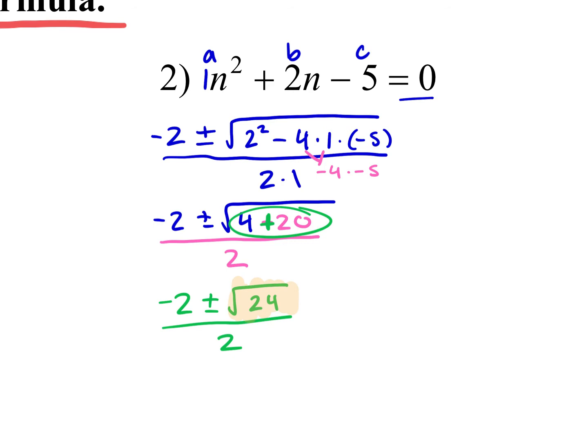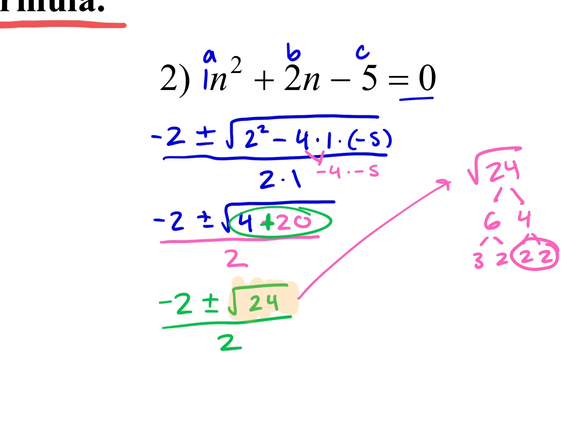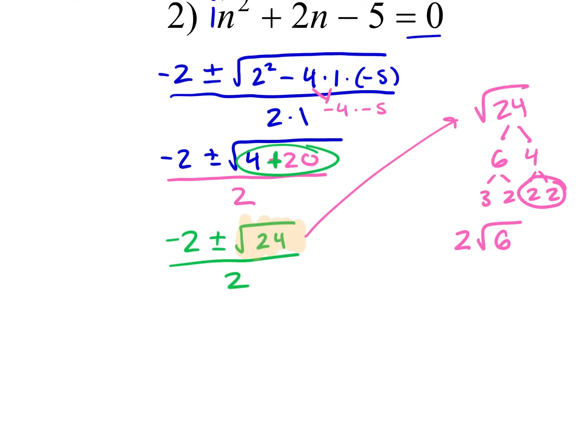So I'm going to do that over here. The square root of 24. What are 2 factors of 24? 6 and 4. What are 2 factors of 6? 3 and 2. And 2 factors of 4? So what do I circle? Circle 2's. So 2 2's. What comes to the outside? 2. What stays on the inside? 3 times 2, which is 6. So then I have negative 2 plus or minus 2 square root 6 over 2.